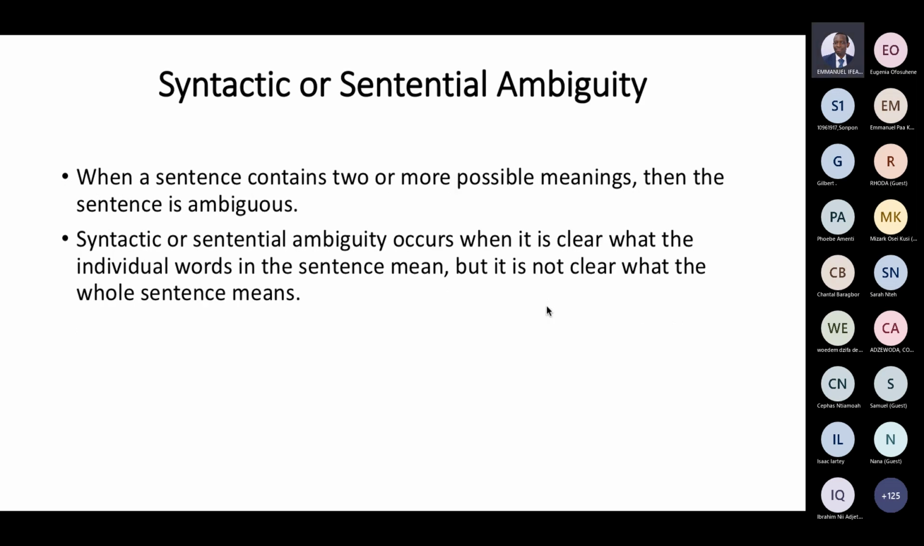Then we have syntactic or sentential ambiguity. When a sentence contains two or more possible meanings, then the sentence is ambiguous. So syntactic or sentential ambiguity occurs when it is clear what the individual words in the sentence mean, but it's not clear what the whole sentence means.